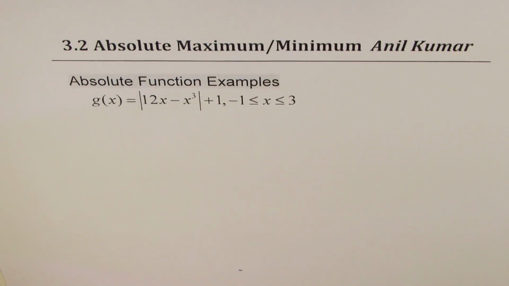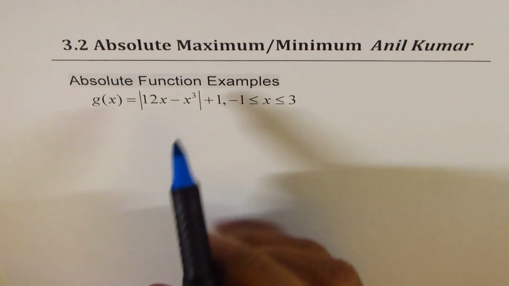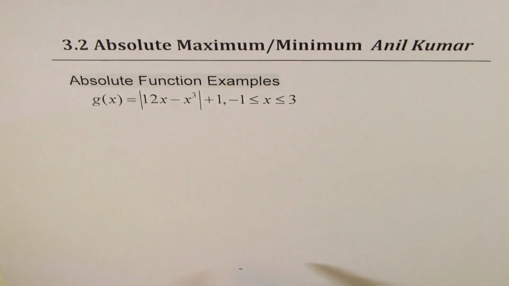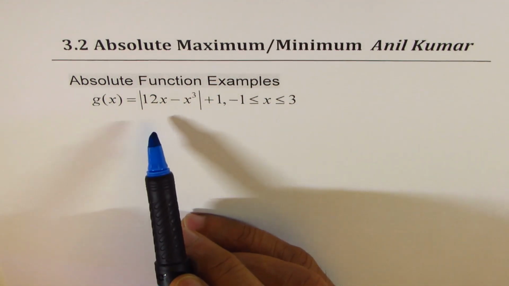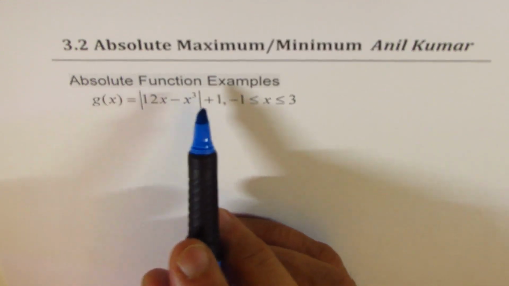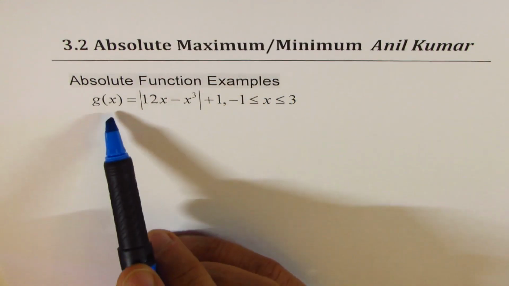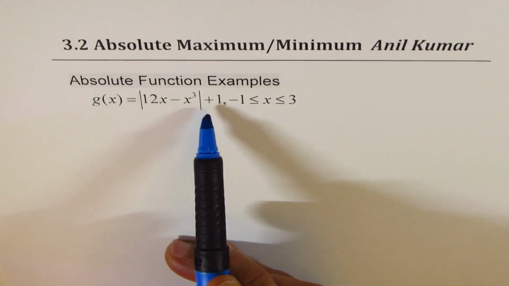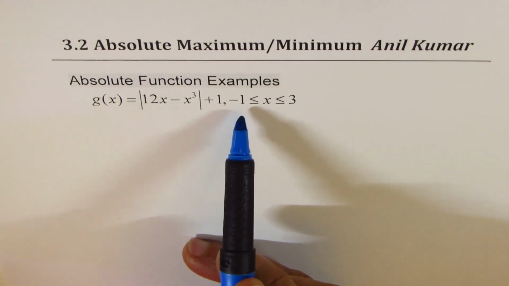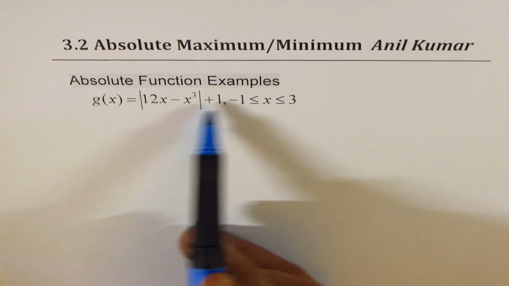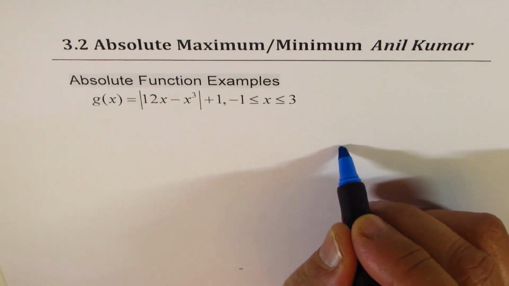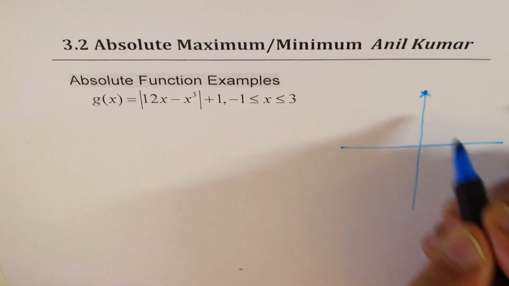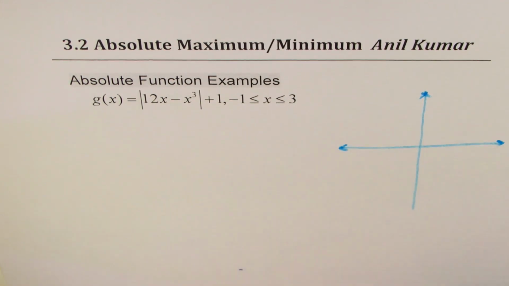Now let me thank some of my subscribers for requesting examples on absolute value functions regarding absolute maximum and minimum values, right? So that's why I've taken 2 examples actually. Here's the first one. We need to find the absolute maximum and minimum for the given function, g of x equals the absolute value of 12x minus x cubed plus 1, in the closed interval minus 1 to 3. We can clearly see this is a continuous function, and let's now sketch this function to understand how to answer such questions, right?